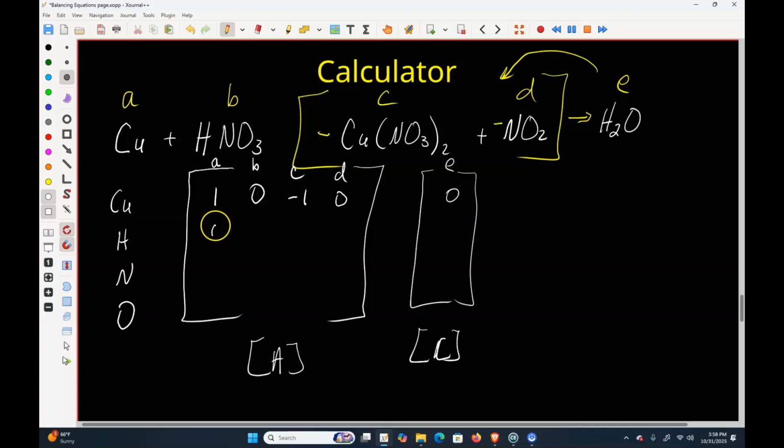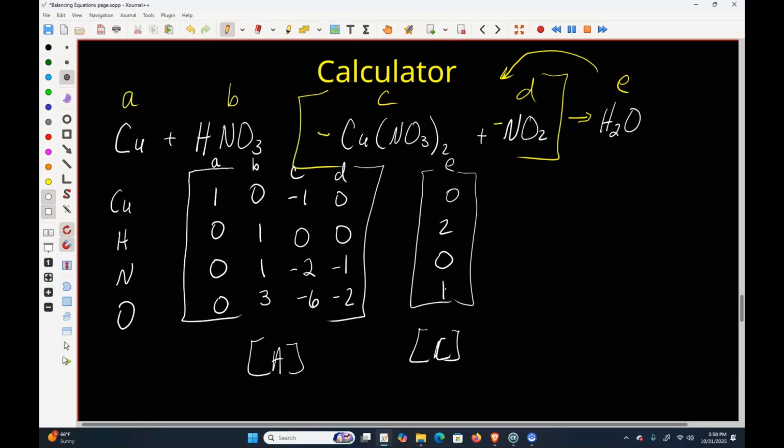For hydrogen, I have none in A, I have 1 in B, 0 in C, 0 in D, I have 2 in E. For nitrogens, I have 0 in A, 1 in B, -2 in C, -1 in D, 0 in E. Oxygens, I have 0 in A, 3 in B, -6, -2, and 1.